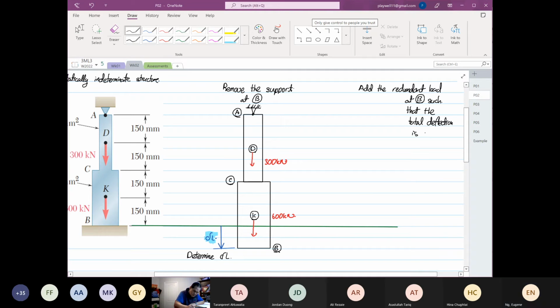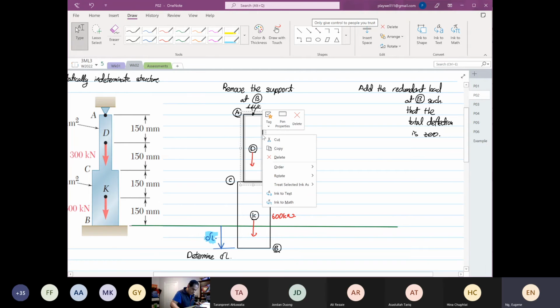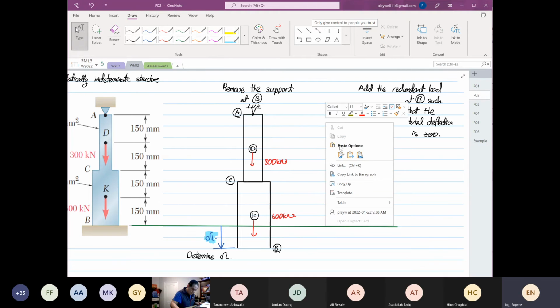is equal to 0. Okay. So later on, I'll tell you why that is. So what we are going to do in the next step: the first step is we remove the support. The next step is we are going to put back a redundant load at point B.